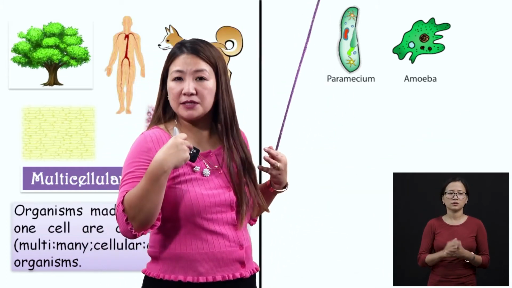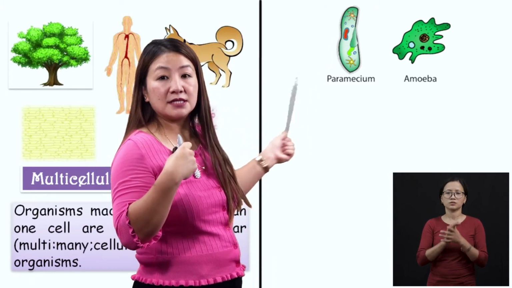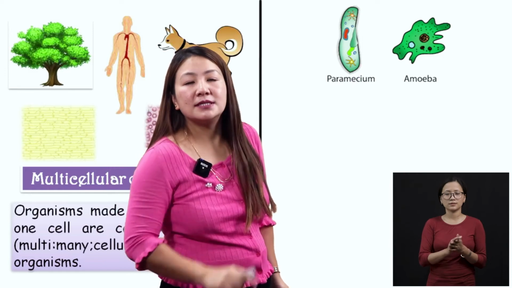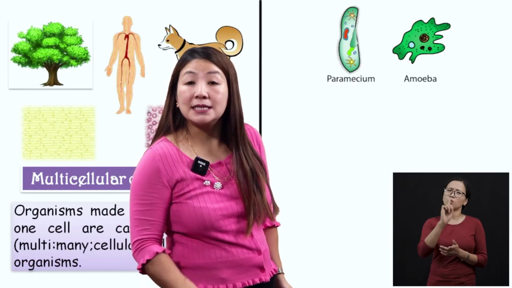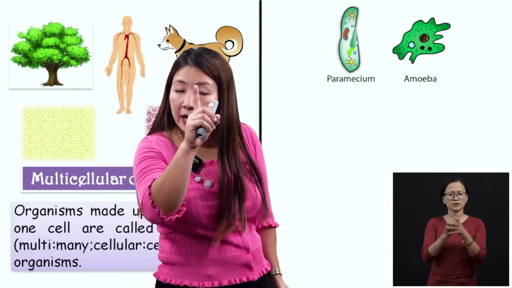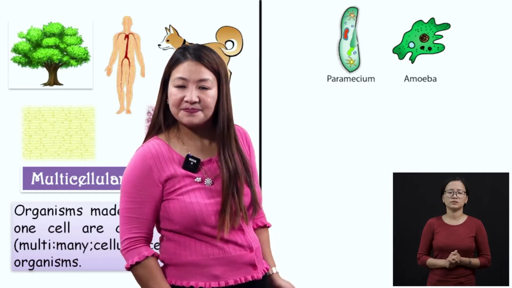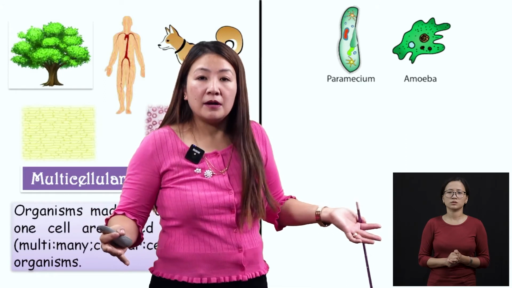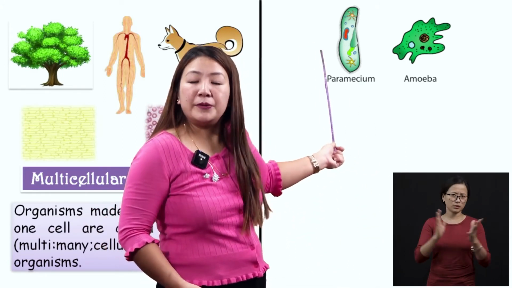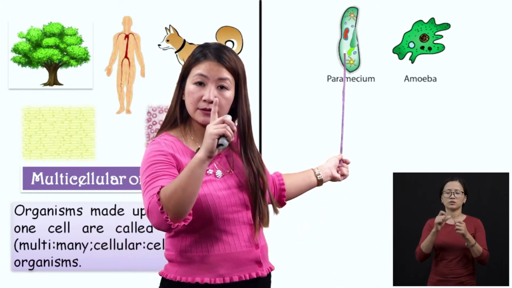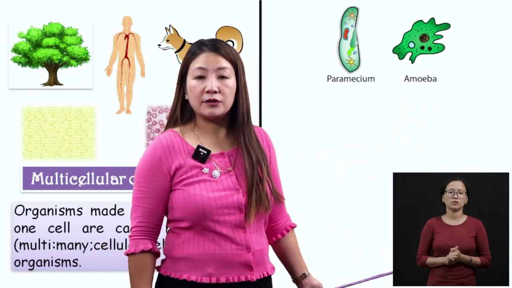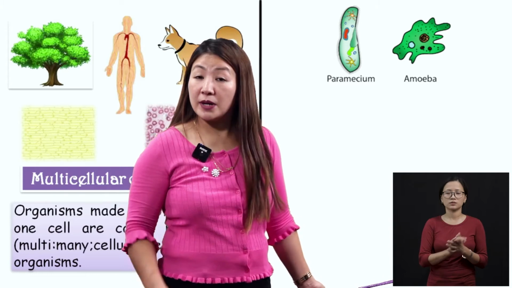I am made up of millions of cells. A tree is made up of millions of cells. This paramecium is made up of only a single cell, only one cell. Just like an egg, anda. Even an egg is one cell, okay? Remember that. But when it grows into a chicken, then it becomes multicellular. Now, this paramecium is a single-celled organism. This amoeba is also a single-celled organism, made up of only one cell.